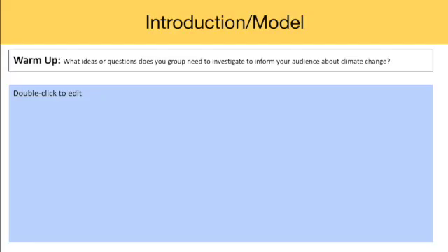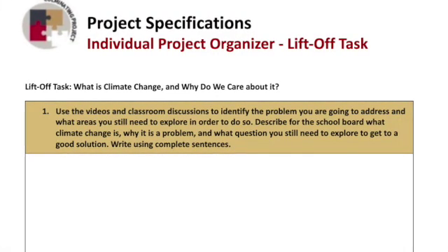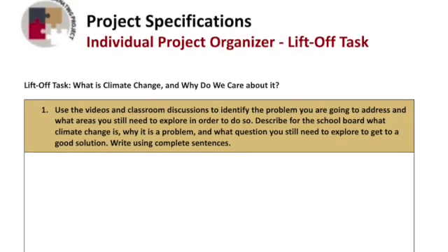On page 10 in their student handouts, students wrote a list of questions. Now they should revisit or add to that list. What do groups need to investigate further in order to inform their audience about climate change? On page 5 of the project organizer, students should summarize what they've learned so far about climate change.